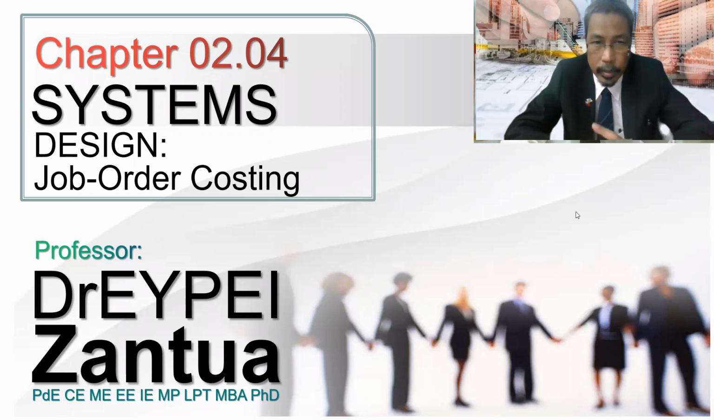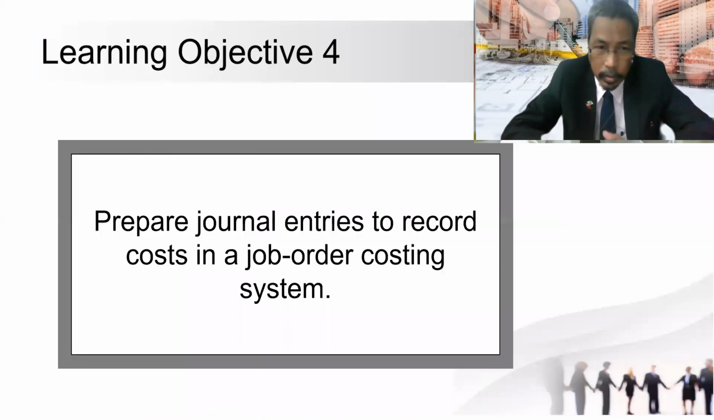Let us continue Chapter 2, Systems Design, Job Order Costing. We are currently in Module number 4. In Module number 4, we will prepare journal entries to record cost in a job order costing system.